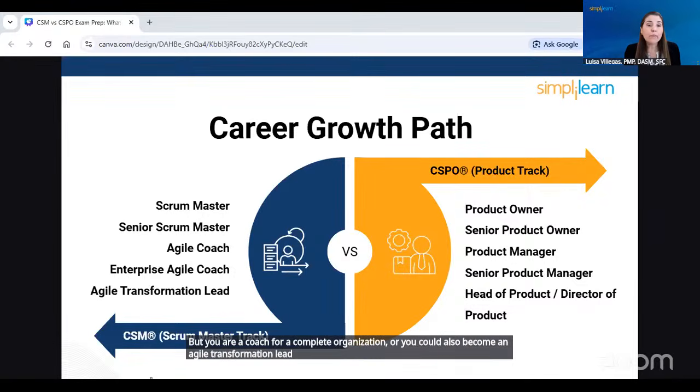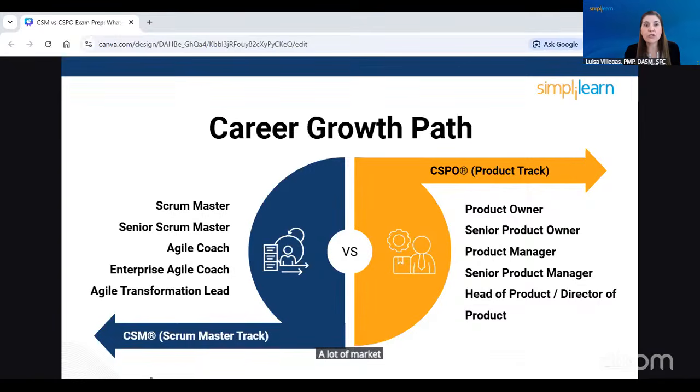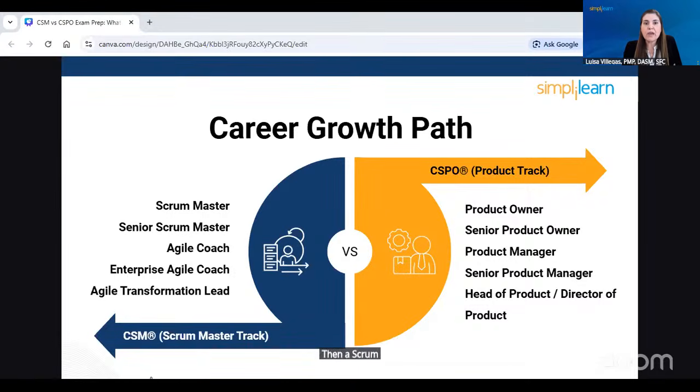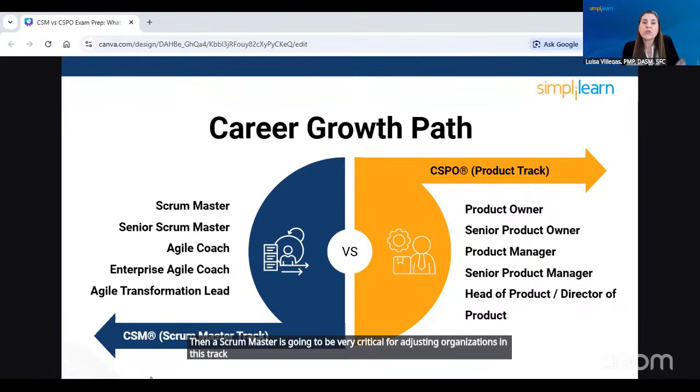As we know, companies today are undergoing transformations. They are going through digital transformation processes, reorganizations, a lot of market acquisitions. Nowadays, companies are expected to evolve extremely quickly. And so somebody that has the Scrum Master approach can help organizations that are undergoing this process. Also, for companies that are new to Agile and are adopting Agile as a new way of work, a Scrum Master is going to be very critical for adjusting organizations in this track. So this is how you would grow.